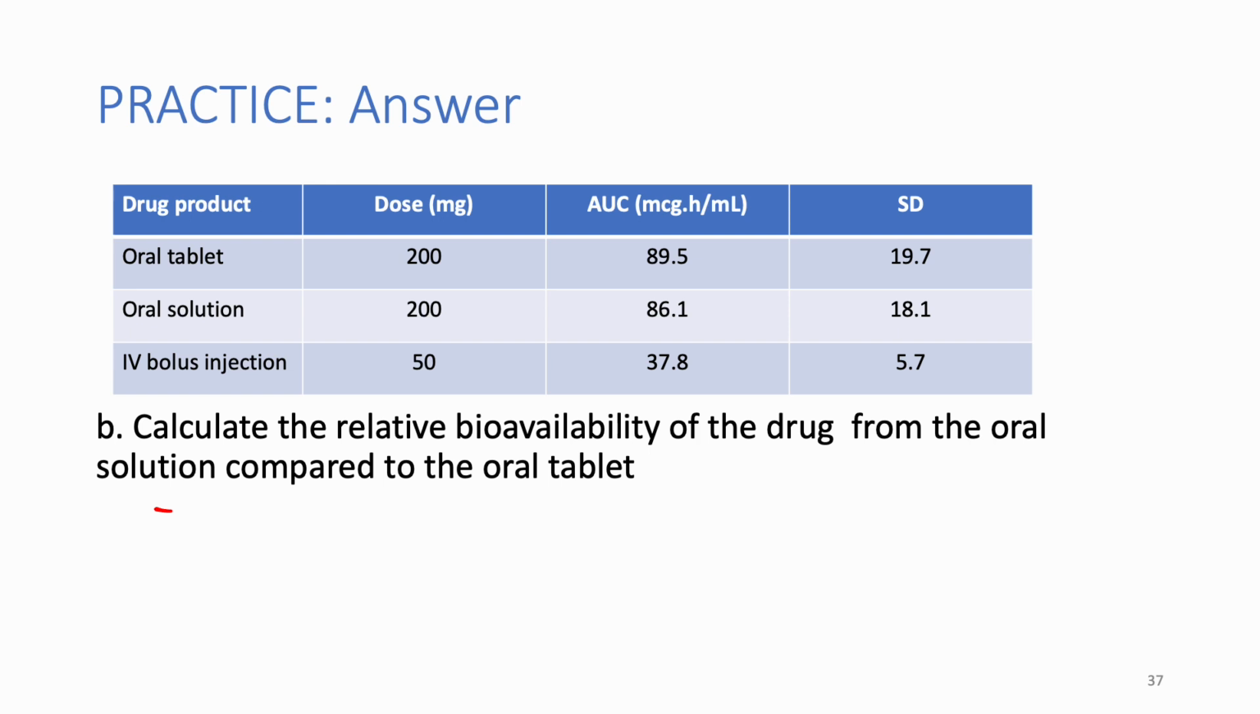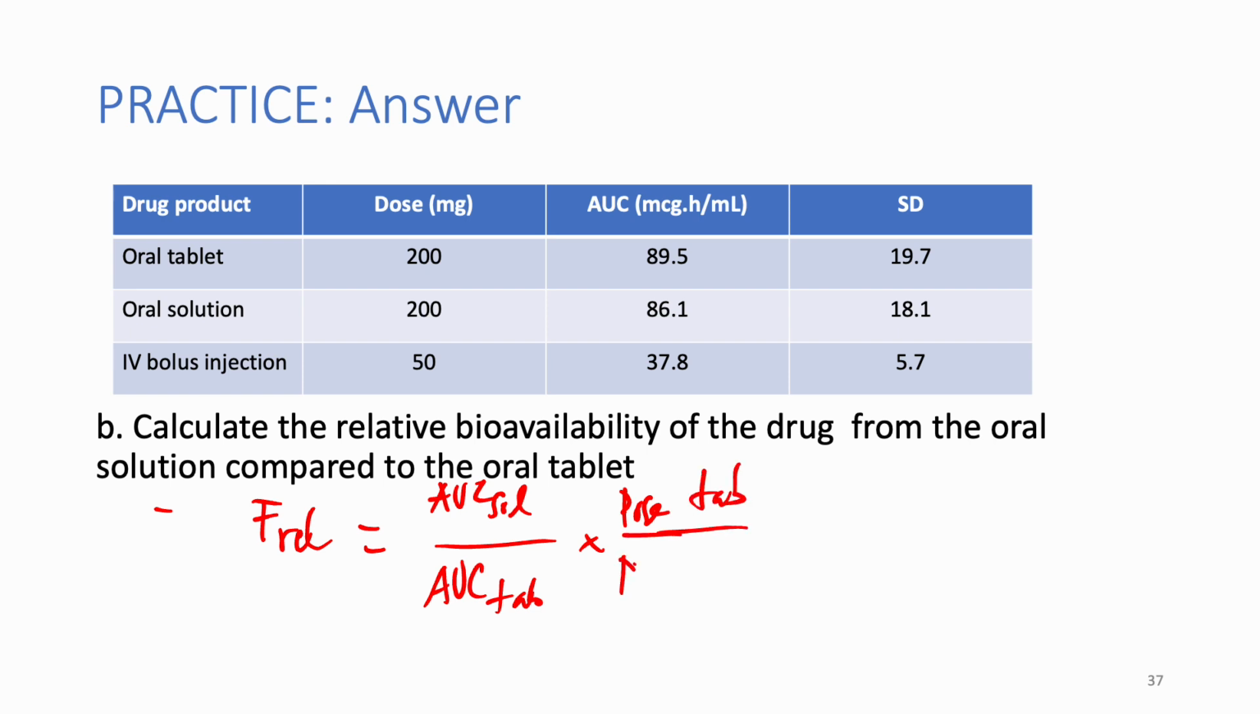Alright, so to calculate the relative bioavailability, F relative will be equal to the AUC, because in this case I consider the solution as testing, so I put the solution here, and I compare with the tablet, which I consider as the reference, so I put the AUC of tablet, and times the inversion of the dose, so dose of tablet divided by the dose of solution. And with this equation, the value you have is a fraction.